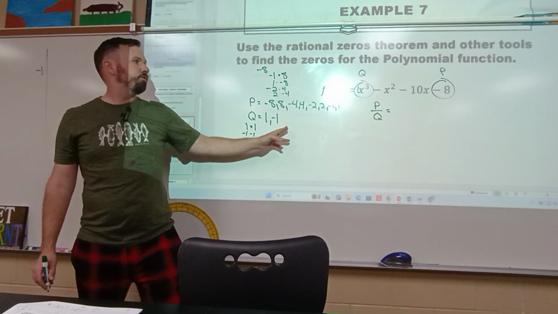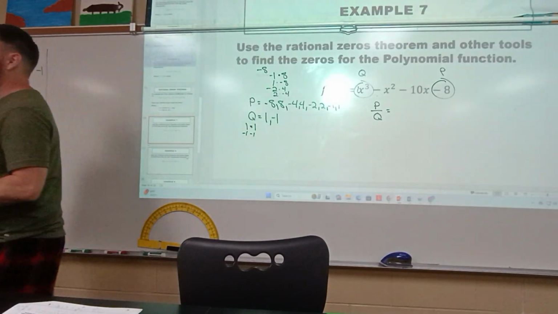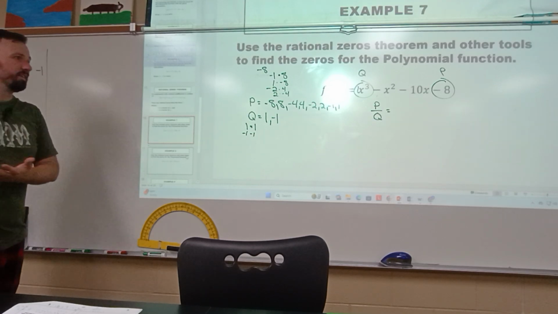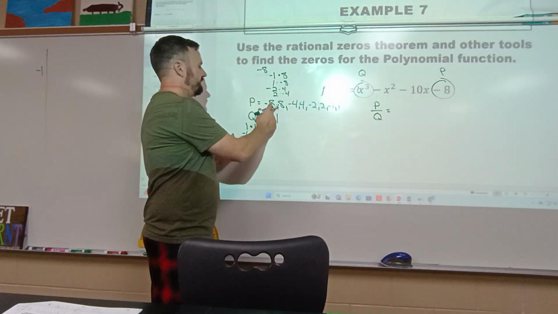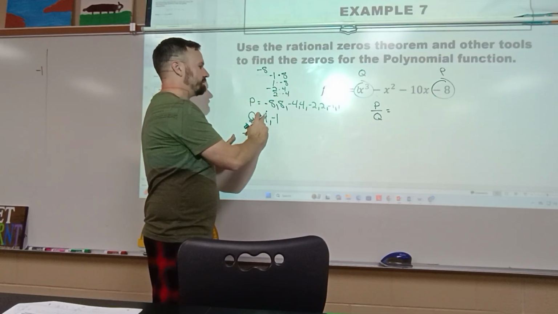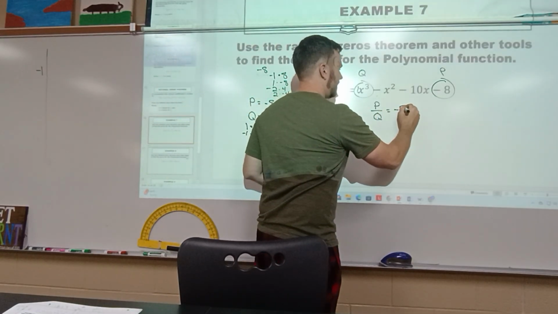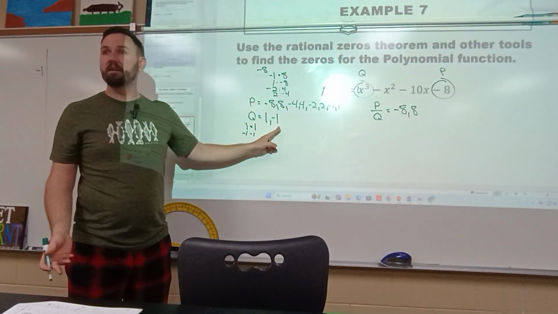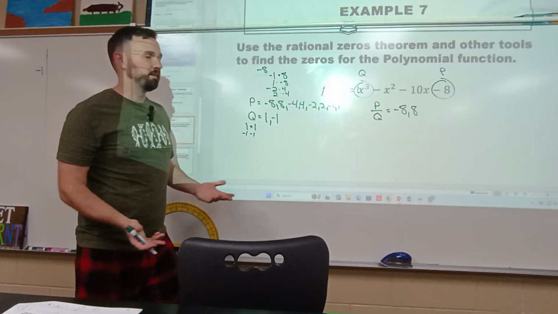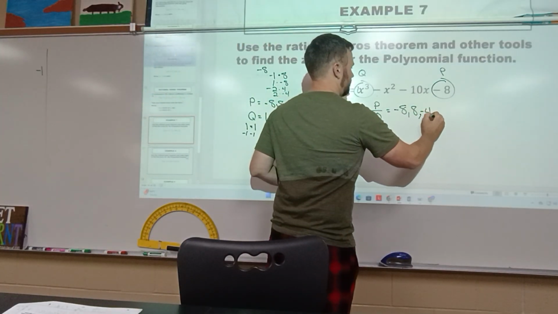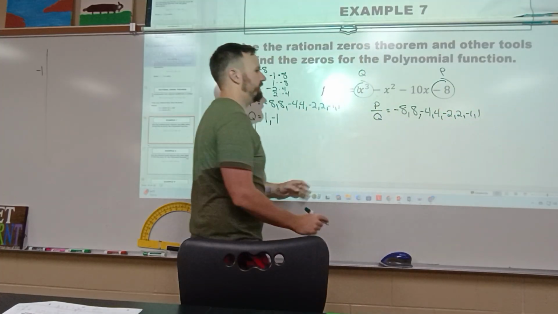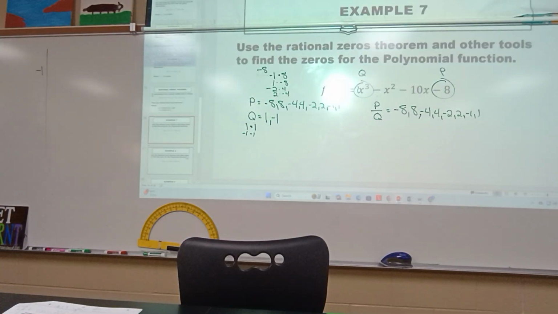Now that's important because if you're ever given a problem with a 1 in front, guess what? You're only really looking at your Q or your P, your last term. Because when I divide these, -8 divided by 1 and 8 divided by 1 is -8 and 8. But then when I divide them both by -1, I get -8 and 8. So I don't have to do it again. Okay? Ta-da. So those are the only possibilities I have for a 0 for this function.